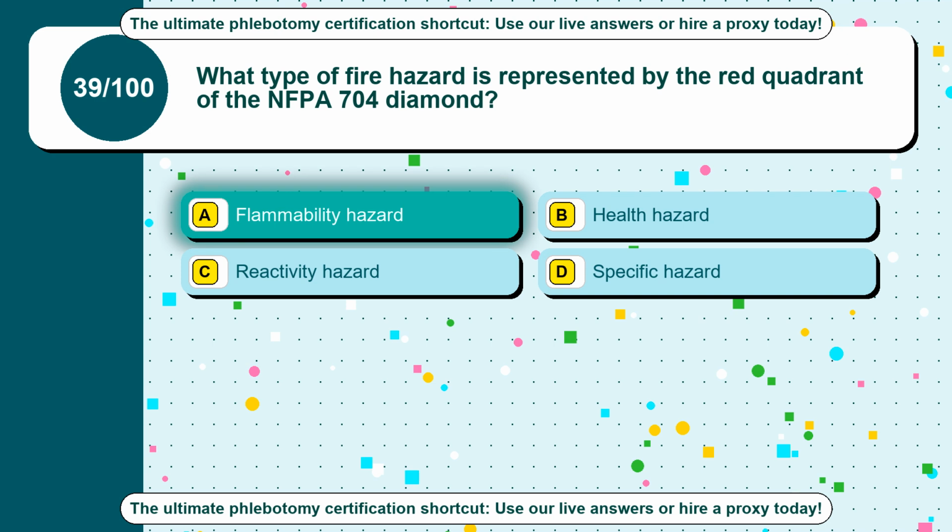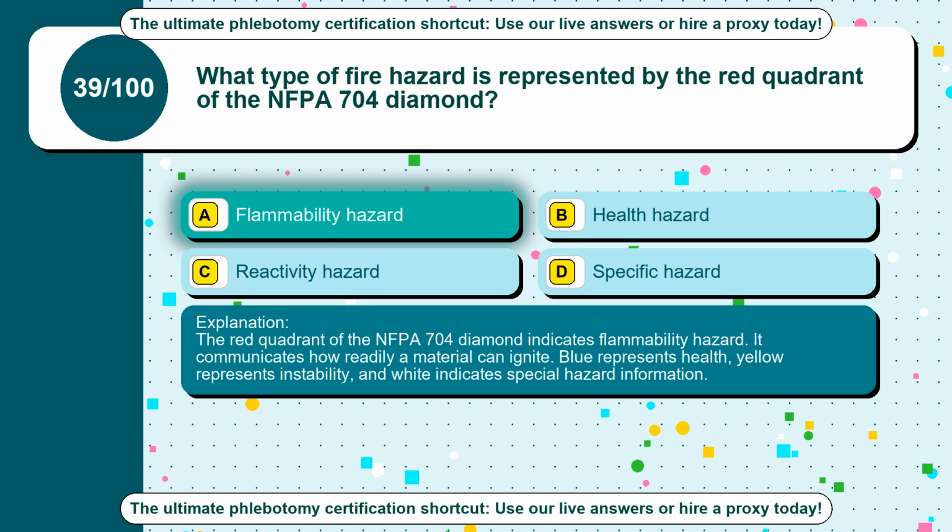Flammability hazard. The red quadrant of the NFPA 704 diamond indicates flammability hazard. It communicates how readily a material can ignite. Blue represents health, yellow represents instability, and white indicates special hazard information.